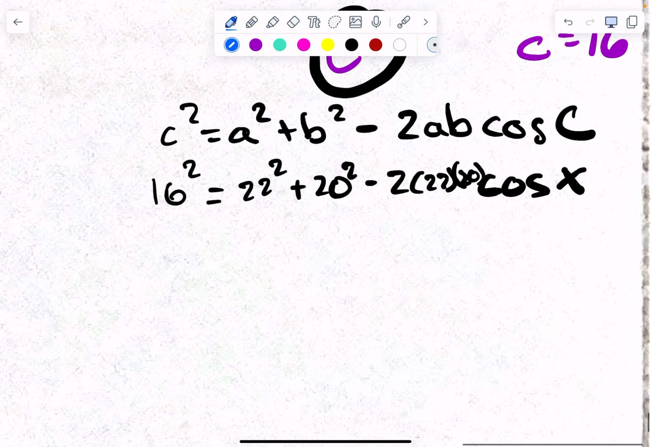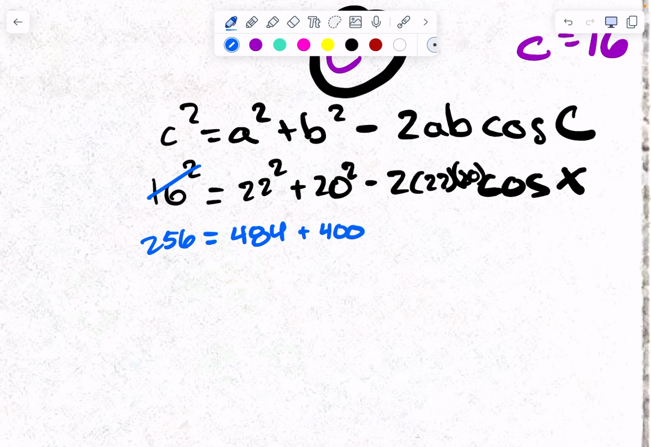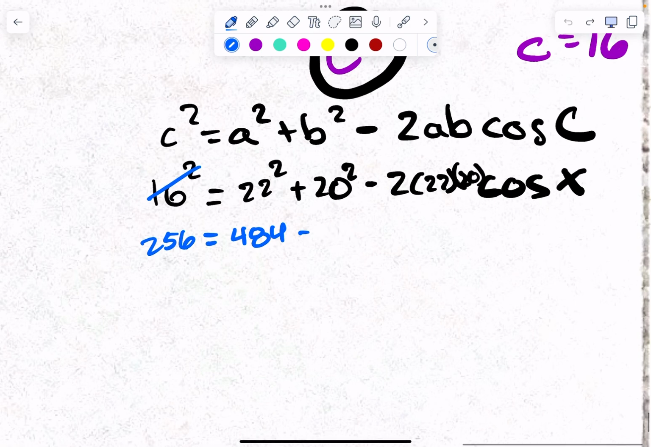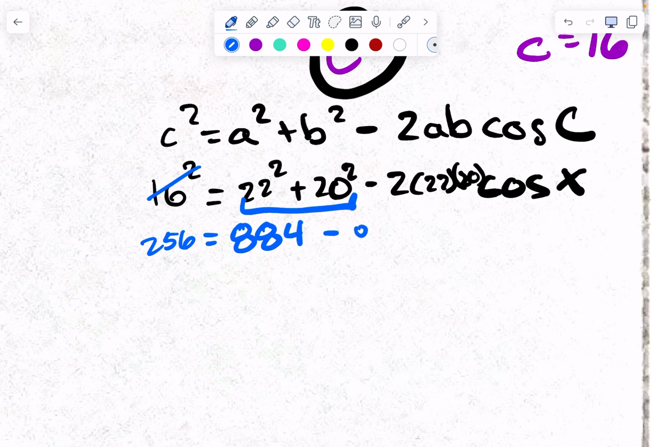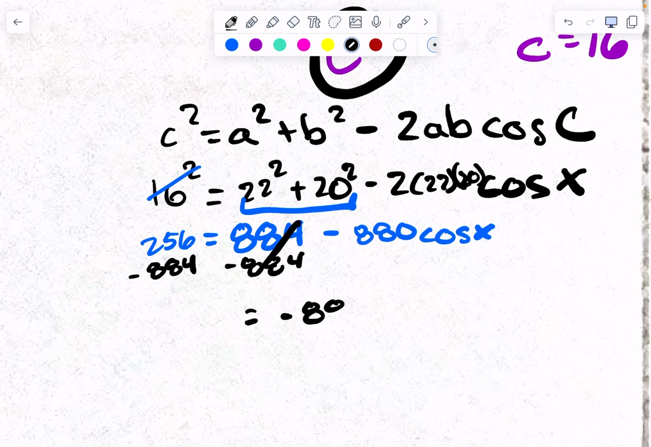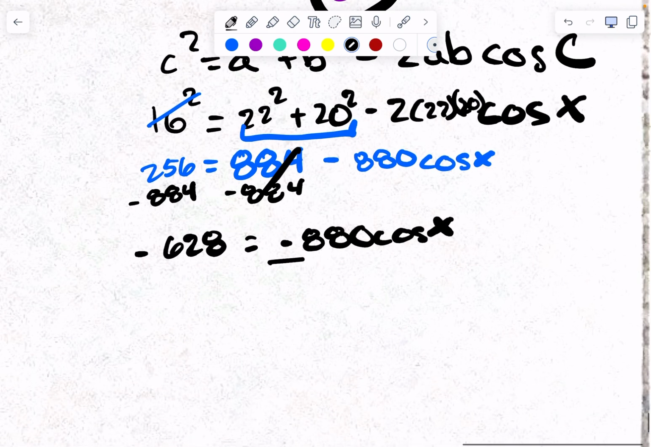Okay, I'm pretty sure we had this problem as a homework problem one time, these exact numbers. 16 squared is 256, 22 squared is 484, 20 squared is 400. If I add those together, that's 884. Minus 880 cosine x. Then subtract 884. Minus 620. Okay. Then divide by 880.